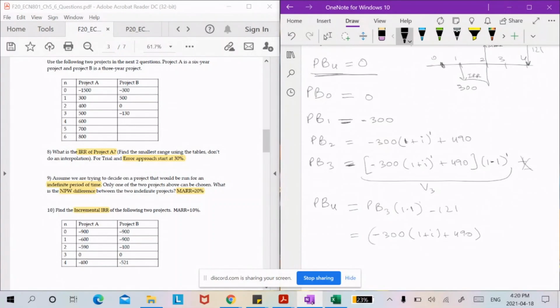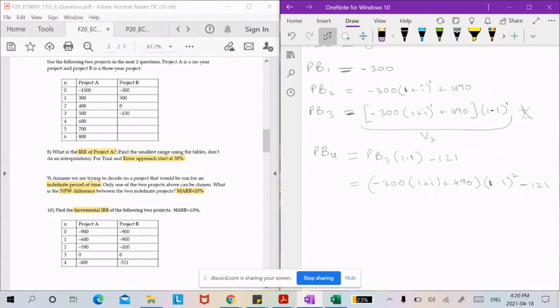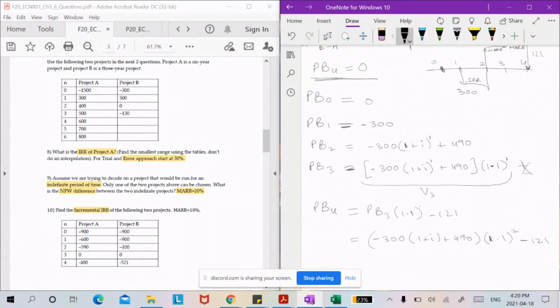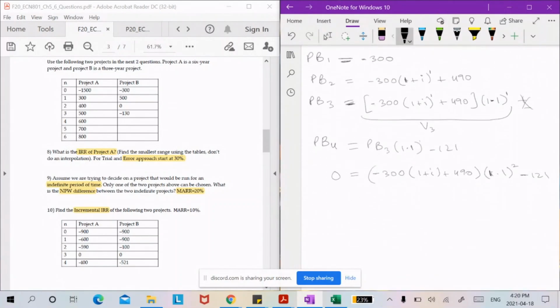This is not 1 minus 1, it's 1.1. And it's being multiplied by 1.1 again, so 1.1 squared minus 121. This is the final thing. You get this and you're almost done. What we need to do is, we said that PB4, we need to equate that to 0 and solve for I.